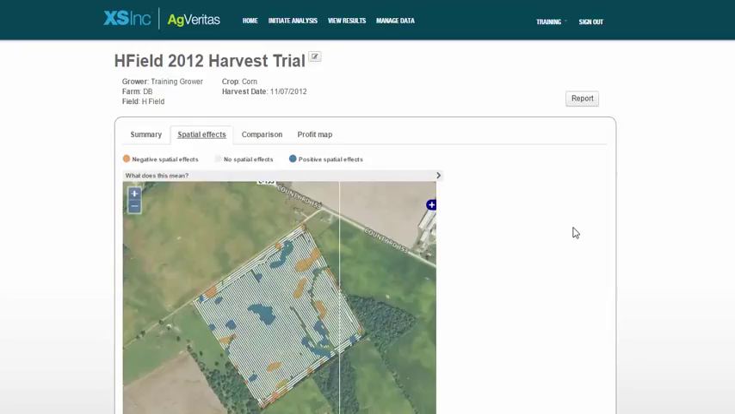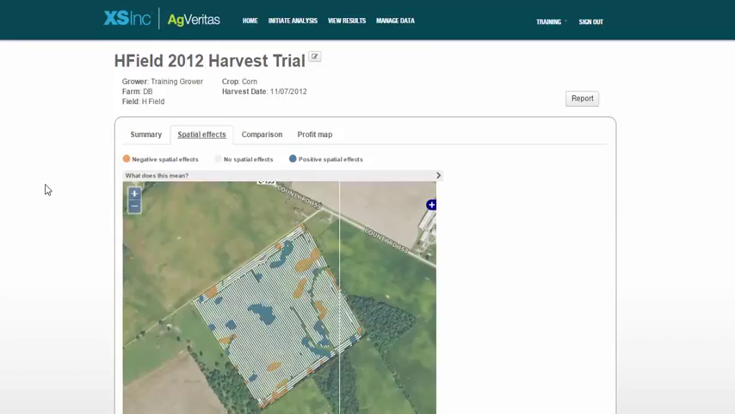In our last on-demand training video, we discussed understanding the first page of your AgVeritas analysis results, the summary page. In this video, I'm going to take just a moment to discuss understanding the second page of those results, the spatial effects map. And so here I am viewing the spatial effects map, which you can access by clicking on the Spatial Effects tab at the top here.